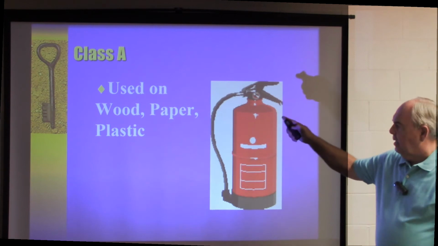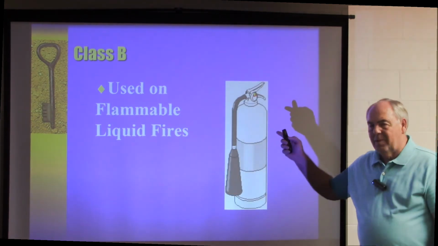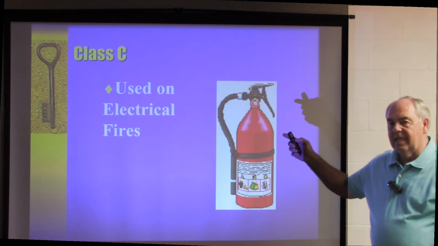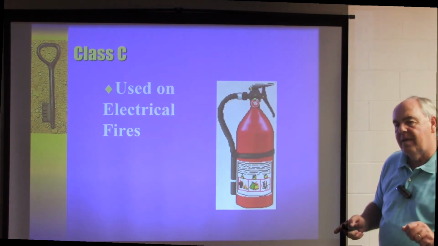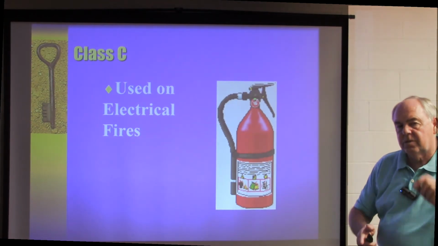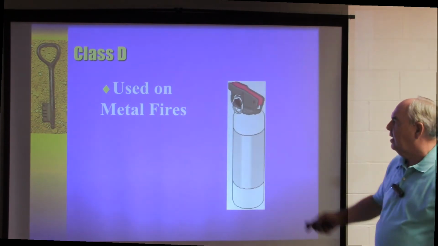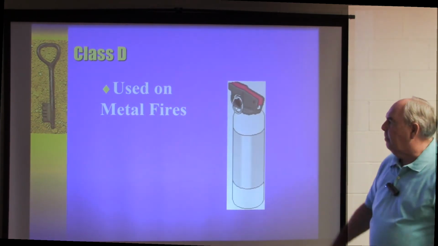Again, Class A is used for wood, paper, plastic. B is for flammable liquids. C is for electrical. That's where you get the ABC. That fire extinguisher is good for those 3 classes of fires. And of course, a D class is for metal fires.